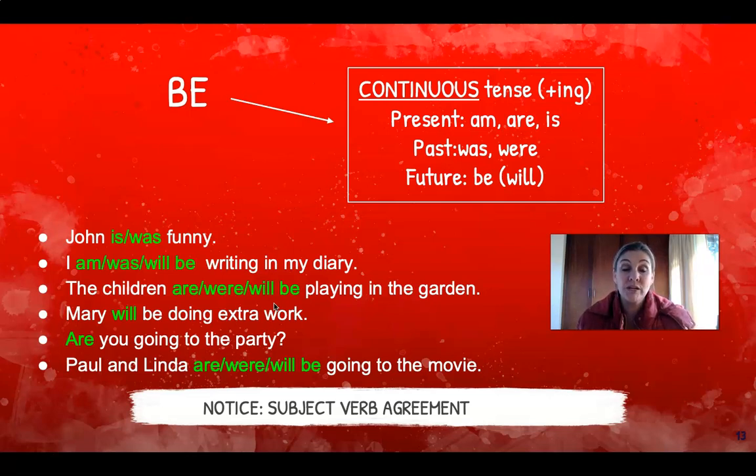The next one, "the children playing in the garden." We need that helping verb. The children are playing. So that's what's happening right now. Or were, past tense, were playing. Or will be playing in the garden.